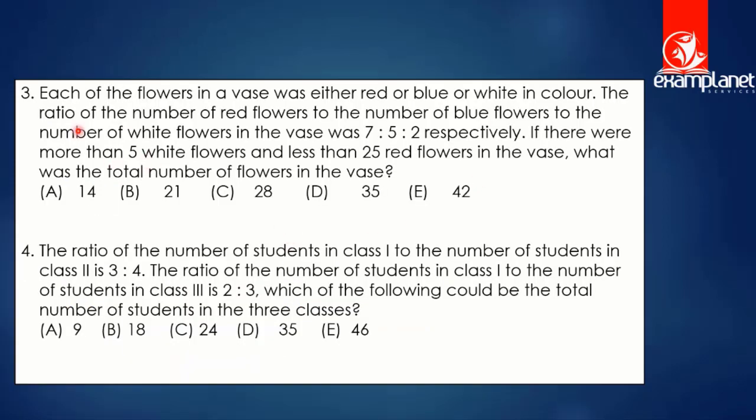Next one, number 3. Each of the flowers in the vase was either red or blue or white in color. The ratio of the number of red flowers to the number of blue flowers to the number of white flowers in the vase was 7 to 5 to 2 respectively. If there are more than 5 white flowers and less than 25 red flowers in the vase, what was the number of flowers in the vase?